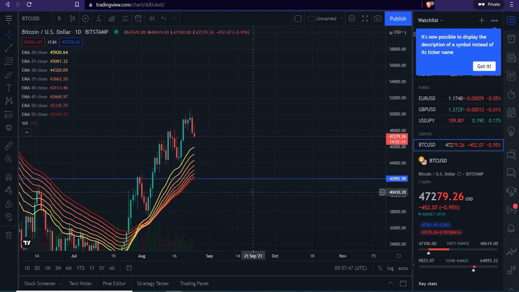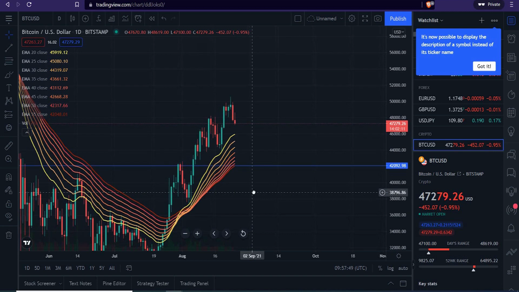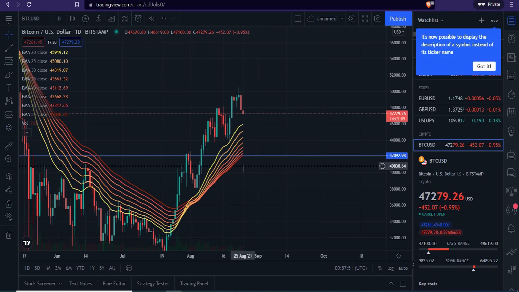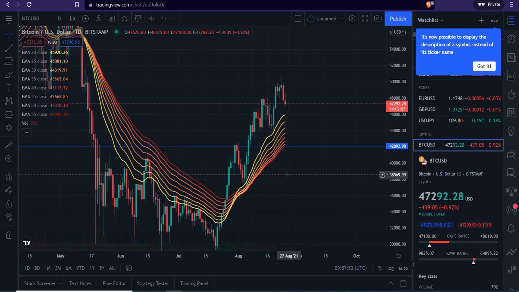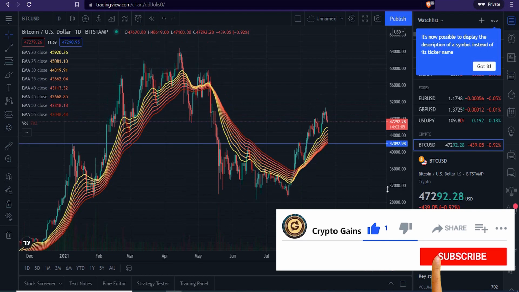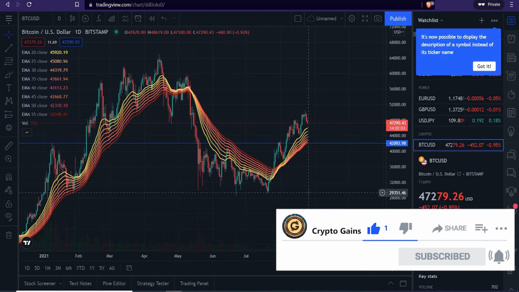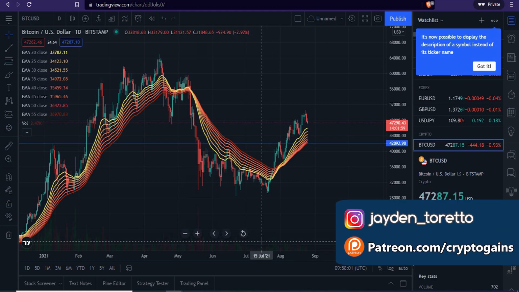So don't panic too much is what I'm trying to tell you. Unless we break that. Should we break that and go down to 40k, then that's something quite severe. But let's just see what happens. Hopefully we continue to pick up this momentum and keep having that buy power. I would like to see that anyway. I'm sure we all would.